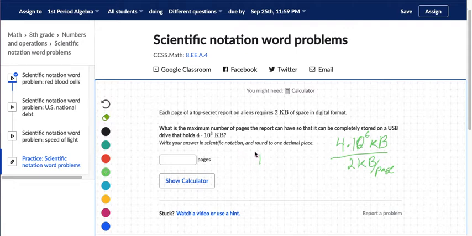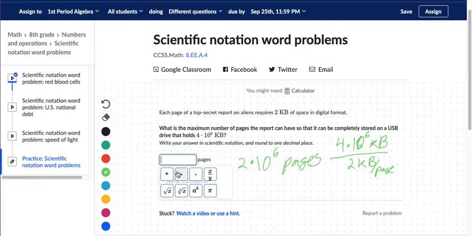Okay. So we have 4 times 10 to the 6th kilobytes, right? And this is multiplication and division. It doesn't matter what order we do this in. So we can just do our 4 divided by our 2, and that's going to give us 2. And then we can multiply by our 10 to the 6th. 2 times 10 to the 6th pages. And that's really all there is to that one. So 2 million pages. Which, I mean, that's a good summer read right there.